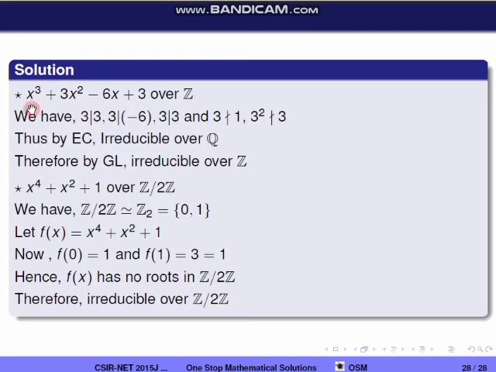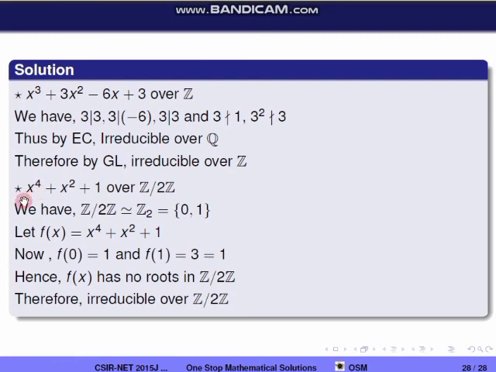Third option, x cube plus 3x square minus 6x plus 3 over Z. So we have 3 divides 3, 3 divides minus 6, 3 divides 3. But 3 doesn't divide 1, and 3 squared doesn't divide 3. Thus, by Eisenstein's criteria, this polynomial is irreducible over Q. Therefore, by Gauss lemma, being a primitive polynomial, it is irreducible over Z. So option 3 is also correct.